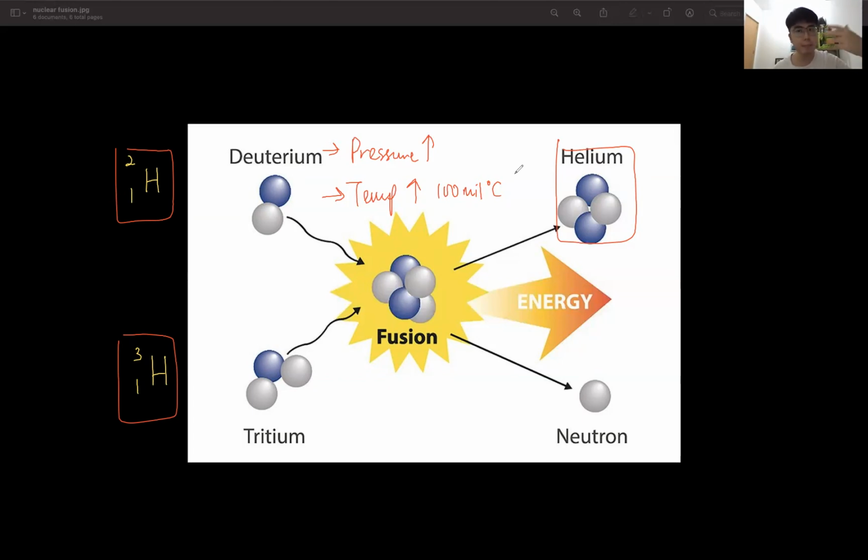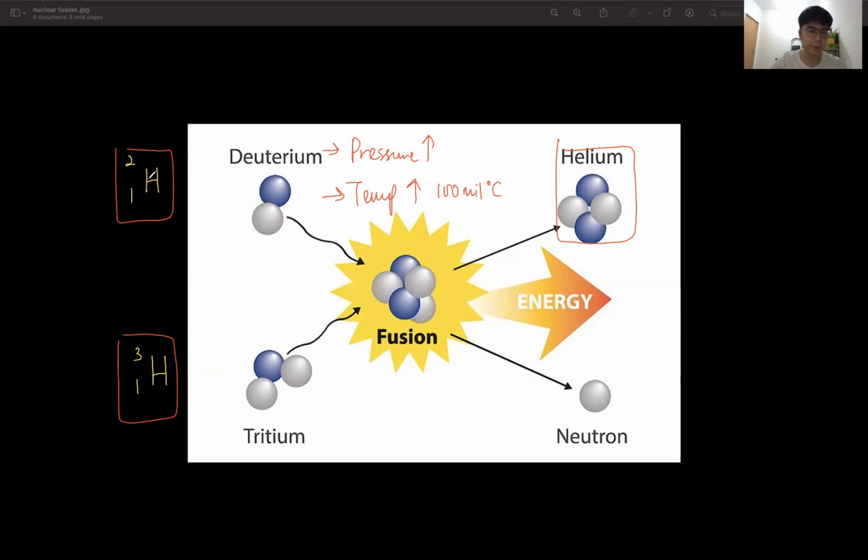Some bombs use nuclear fusion also, like the hydrogen bomb. Some types of bomb use nuclear fusion, but not at a very large scale. Not scalable, we say. Okay, so that is for nuclear fusion.